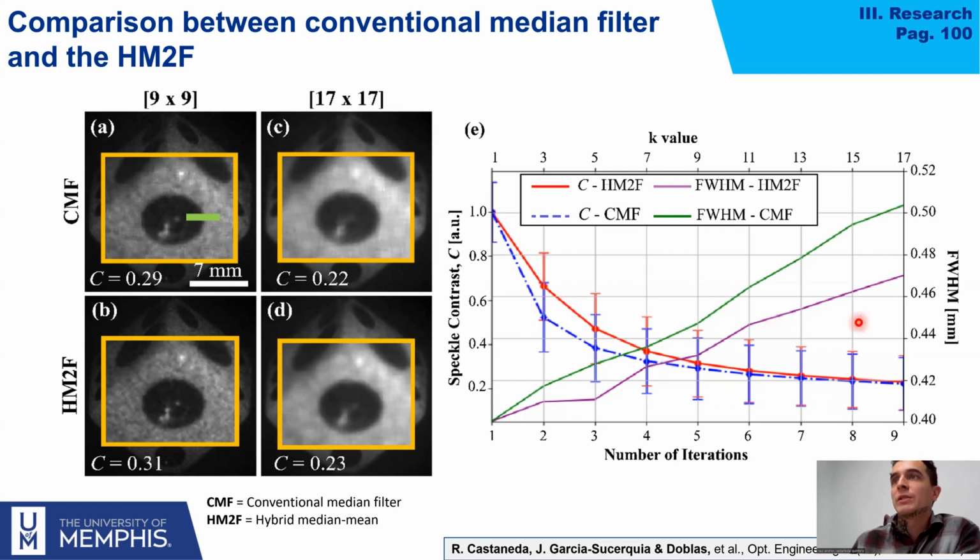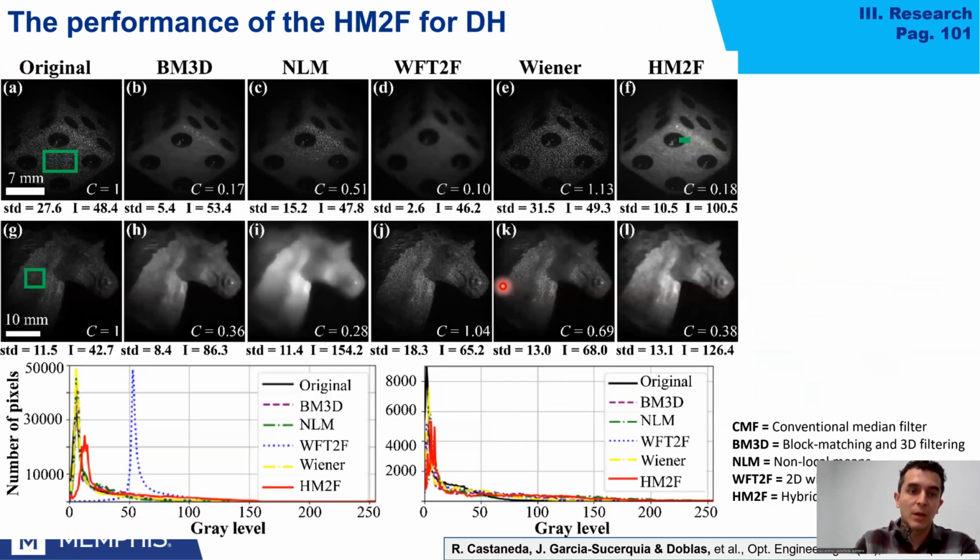And we can see that the full width at half maximum for the hybrid median 2 filter is always lower than the full width at half maximum with the conventional median filter. So this represents that, of course, we are losing information of resolution, but in a smaller quantity than with the conventional median filter when using the hybrid median 2 filter, right?